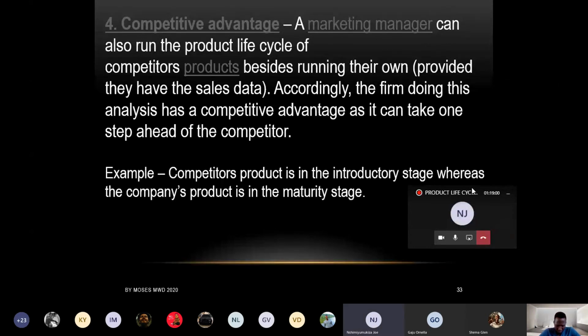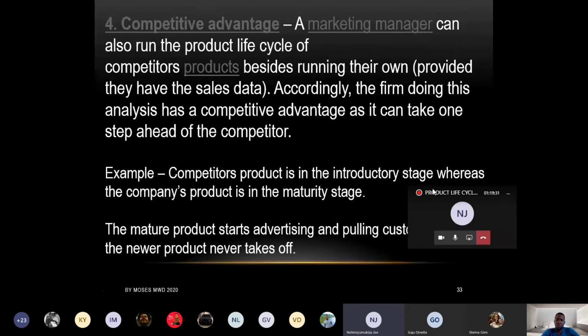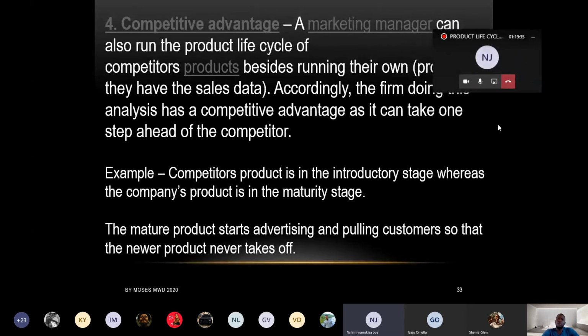Competitive advantage. A marketing manager can also run the product life cycle of a competitor's products beside running their own, provided they have the sales data. Accordingly, the firm doing this analysis has a competitive advantage as they can take one step ahead of the competitor. Example, the competitor's product is in the introductory stage, whereas the company's product is in the maturity stage. Continue.